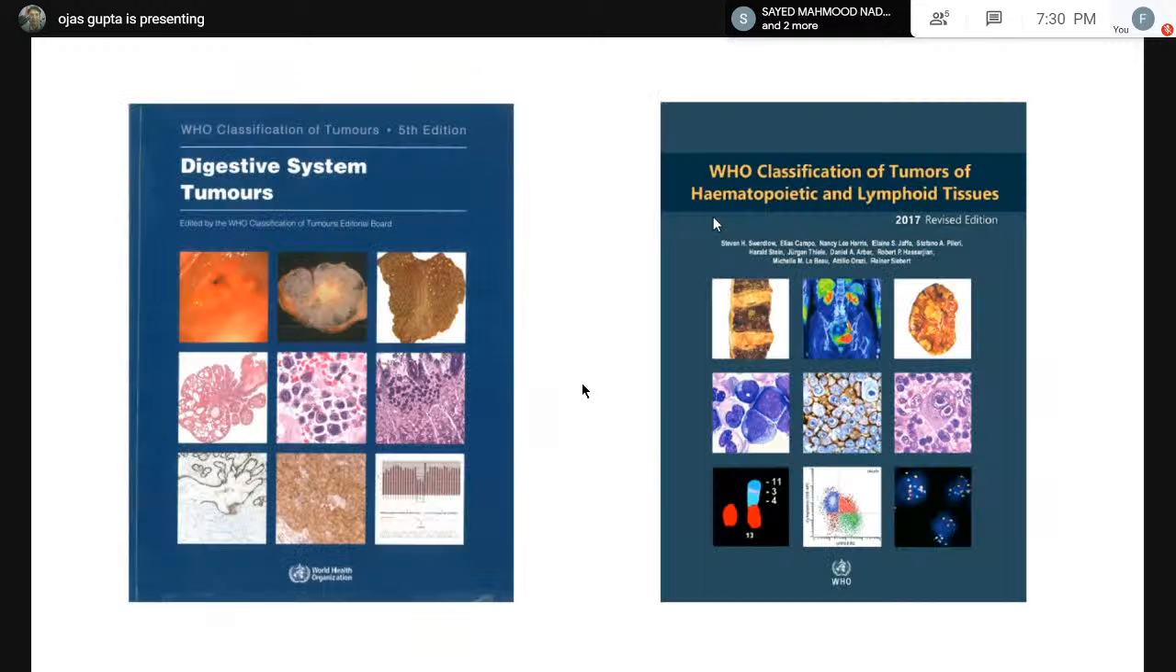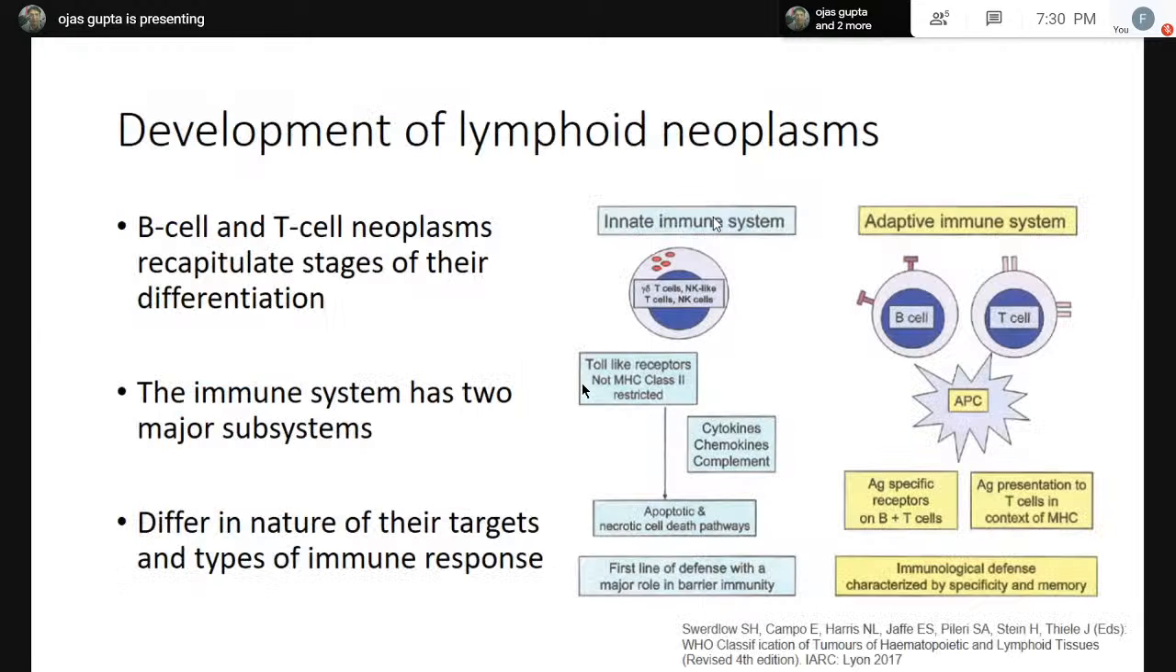Most of the content of this topic I've taken from these 2 standard textbooks. Because B cell and T cell neoplasms recapitulate stages of their differentiation, it's important to understand the immune system. The immune system has 2 major subsystems, and these differ in the nature of their targets and the types of immune responses. So we have the innate and the acquired immune system.